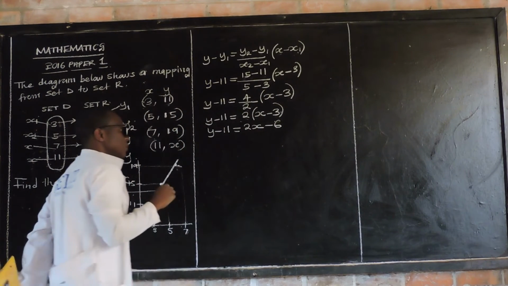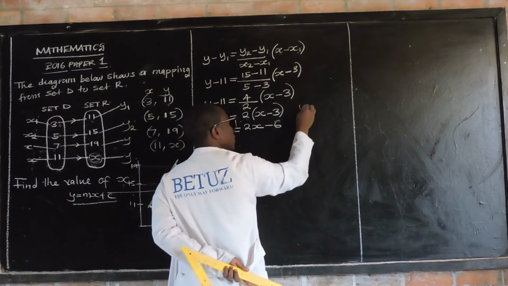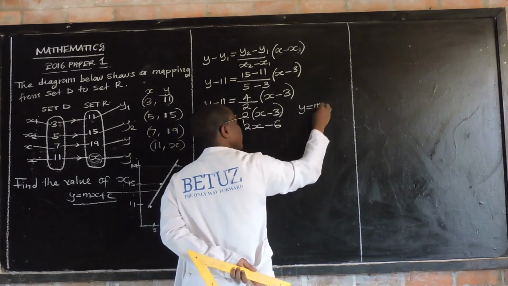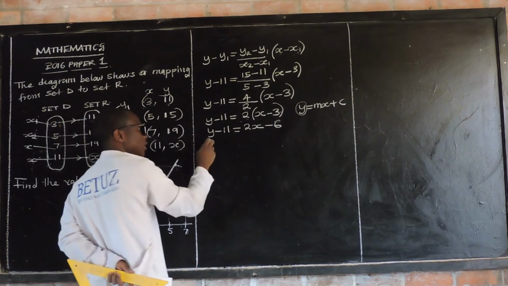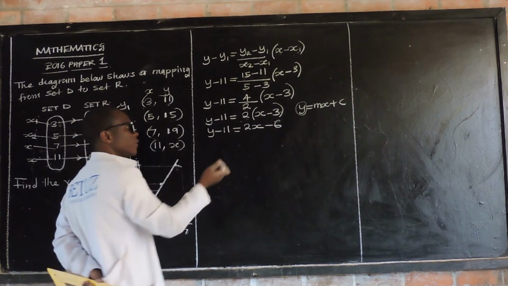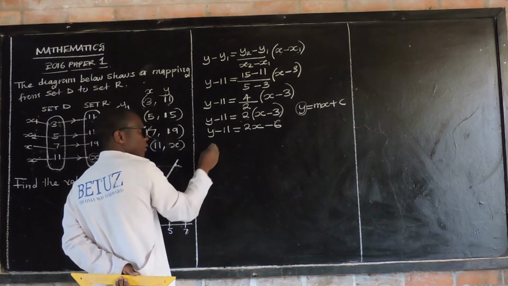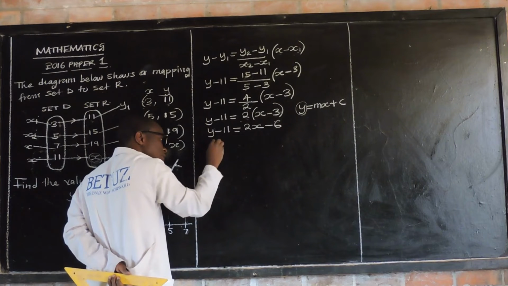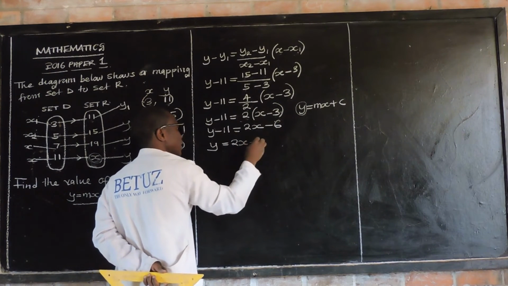You get 6. Now, you know the standard equation is given by y is equal to mx plus c. So we need to make y the subject of the formula in this case, because in the standard form you have y on this side alone. So for us to remain with y this side, just say y is equal to 2x minus 6.